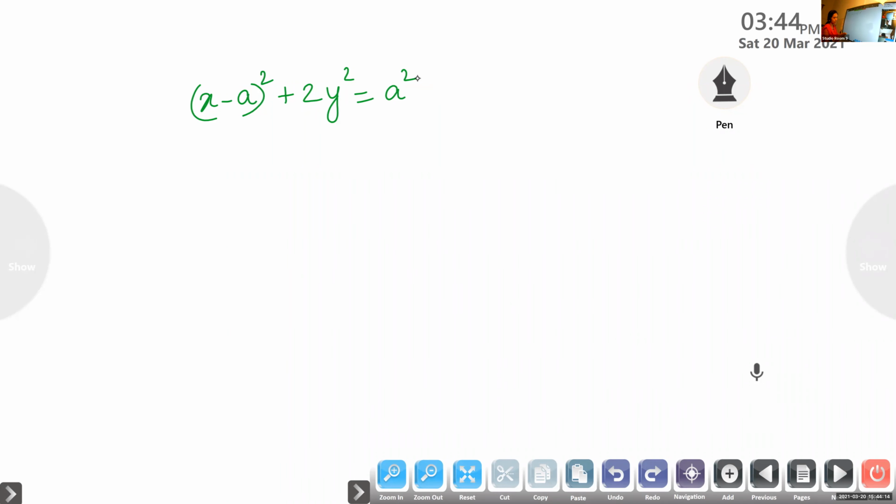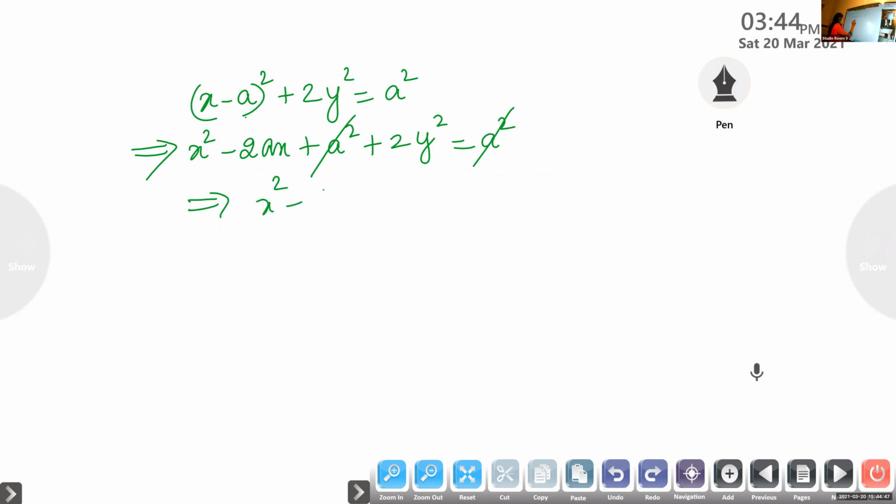Before doing the differential equation, look here. Here we have (x minus a) the whole square. So I'm going to expand it. When you expand it, what will you get? x square minus 2ax plus a square plus 2y square is equal to a square. Is it okay? We are expanding. Now look, children: a square will get cancelled. So the equation reduces to x square minus 2ax plus 2y square is equal to 0.